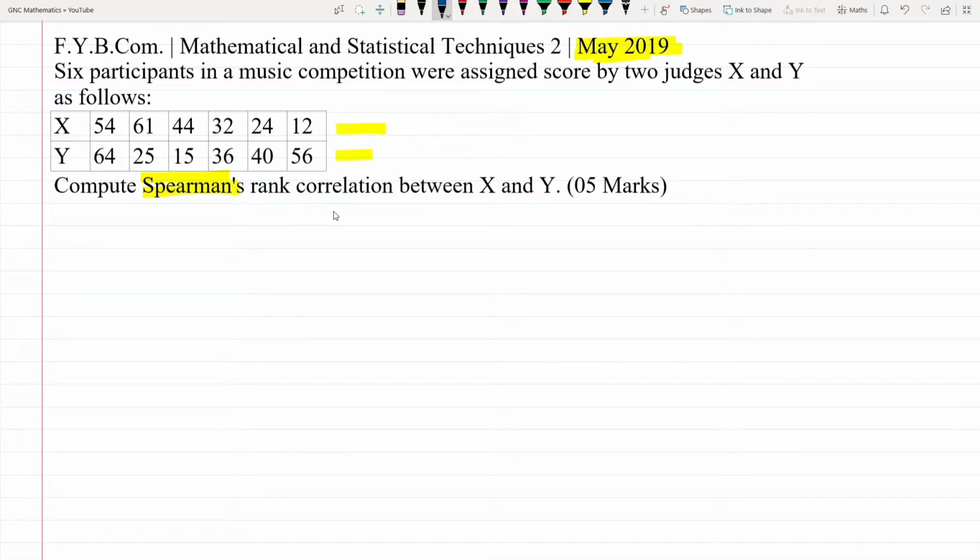To begin with, let us first talk about the Spearman's rank correlation. There are 2 formulae for finding out Spearman's rank correlation depending on the type of data which we have. The first one is R is equal to 1 minus 6 times sum d square divided by n times n square minus 1. We use this formula when the data provided to us has no repeated ranks.